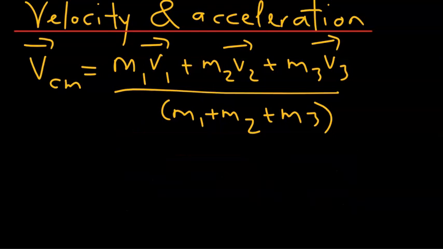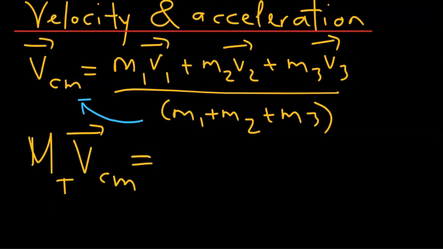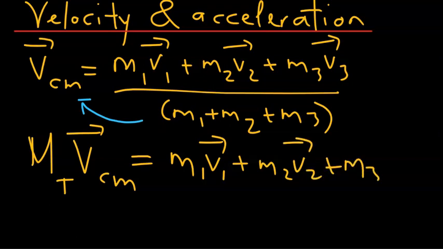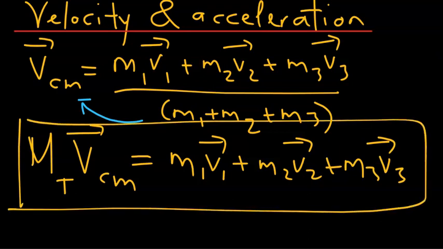Another conclusion that we can make is that if we were to transfer the sum of the mass to the left-hand side, we would get the following expression. The total mass, m subscript t, is the sum of all the masses, times the velocity of the center of mass, equals the sum of the individual momenta of the system, like that. So this is an important result that says the momentum of the center of mass is given by the sum of the individual momenta of the system.